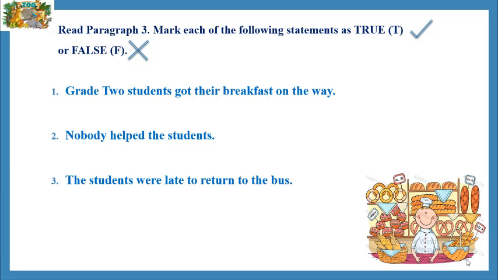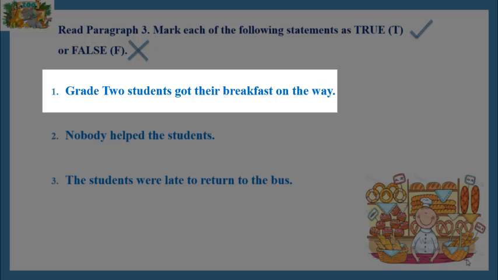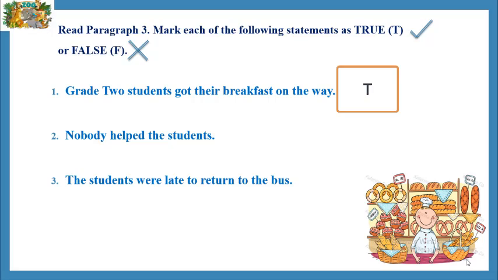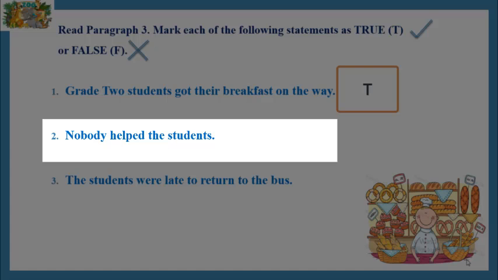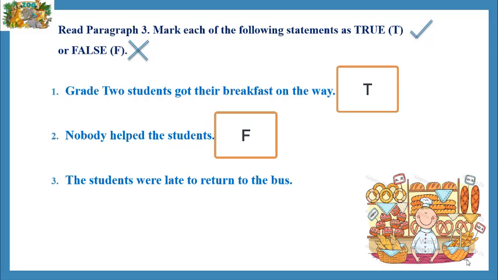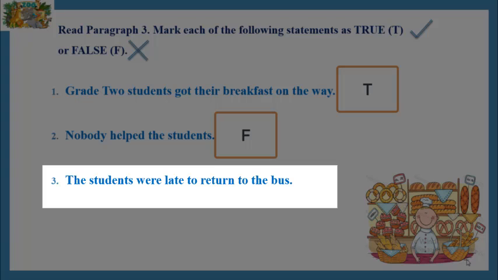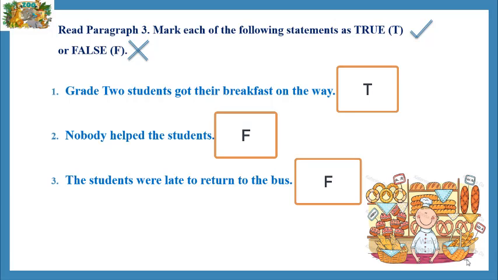Sentence number 1. Grade 2 students got their breakfast on the way. Awesome! The answer is true. Sentence number 2. Nobody helped the students. Very good. The answer is false. Sentence number 3. The students were late to return to the bus. Perfect. The answer is false.